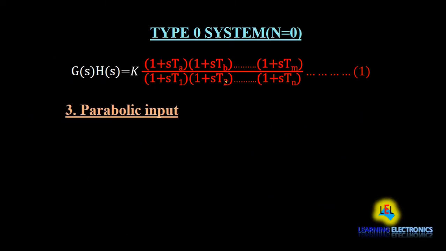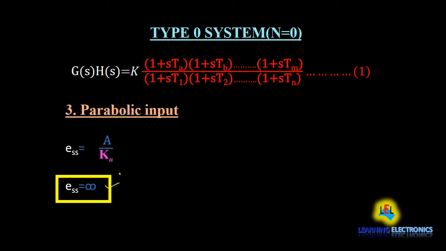Third one is parabolic input. When parabolic input is applied, then acceleration error coefficient Ka will control the error, and Ka is equal to limit s tends to 0 s square into G(s)H(s). So when we put the value of G(s)H(s) here, we'll get Ka is equal to 0, and we know that the steady state error when parabolic input is applied is equal to A upon Ka. When we put the value of Ka here, again we'll get steady state error is equal to infinite.